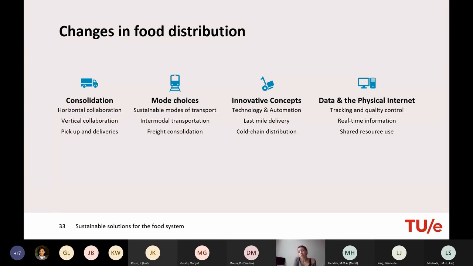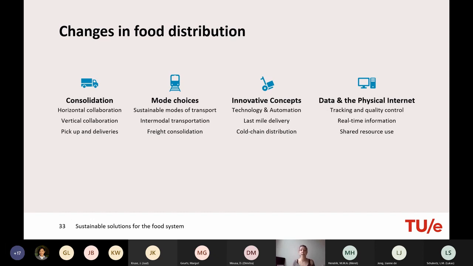Then again, there are innovative concepts popping up related to technology, development and automation. So we have more and more self-driving vehicles, locker boxes that pop up in cities where you can store food for a while until the customer picks it up, and different last mile delivery concepts with bicycles and different types of vehicles that are being used.